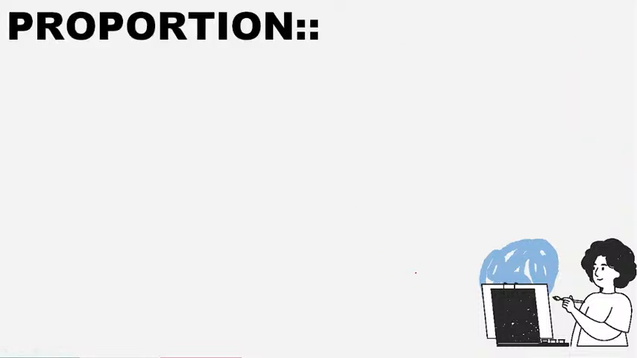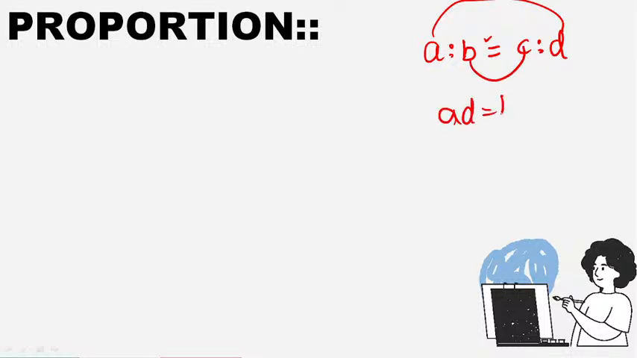Okay, all right. Coming to the next point, guys. What is the proportion? It's very, very important. Two ratios are equal is called the proportion. A is to B is one ratio and C is to D is another ratio. The proportion formation is AD is equal to BC. It's very, very important.